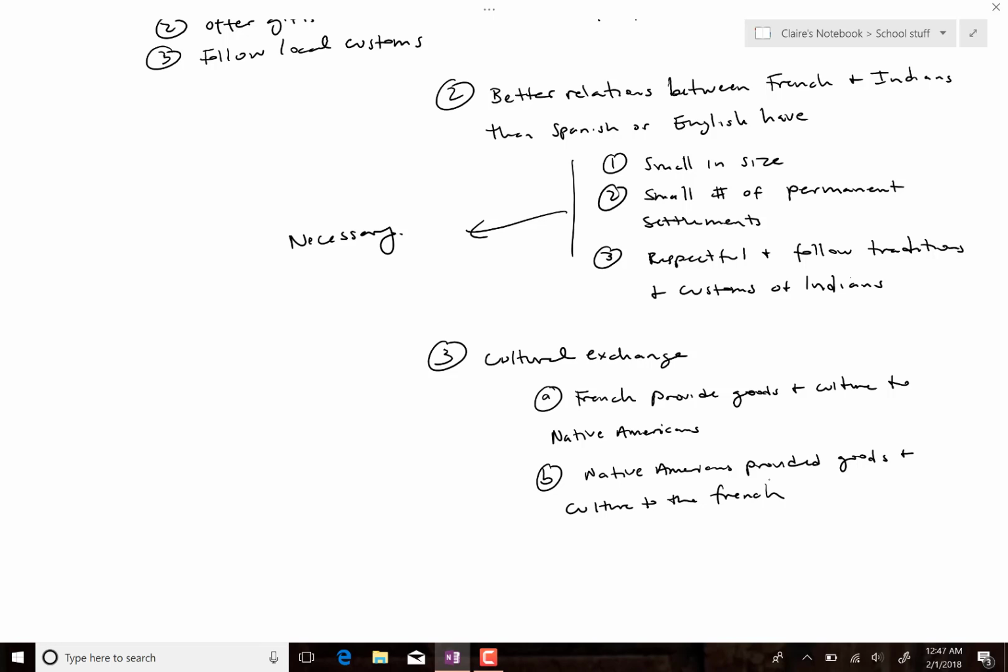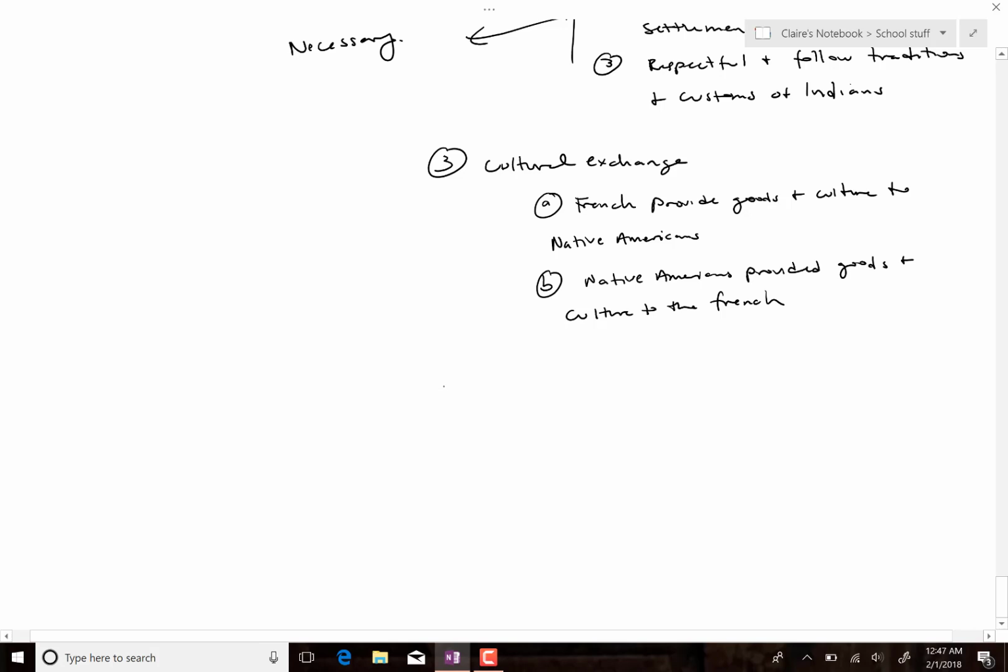Now, of course, one of the consequences of the fur trade was that it created warfare between various Native American tribes, and it did seriously depopulate. Here, we'll put this as the consequences, and this is where we'll end here. Consequences of the fur trade do have some negative things that are important to talk about.